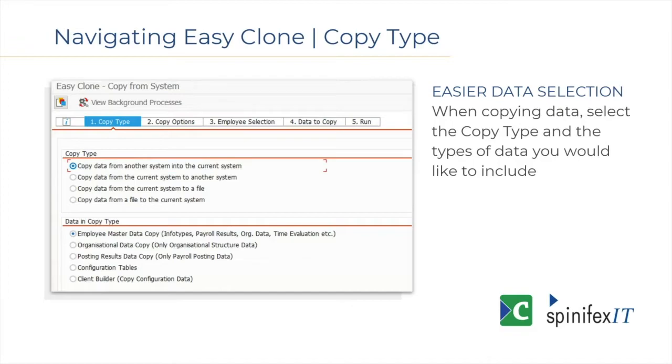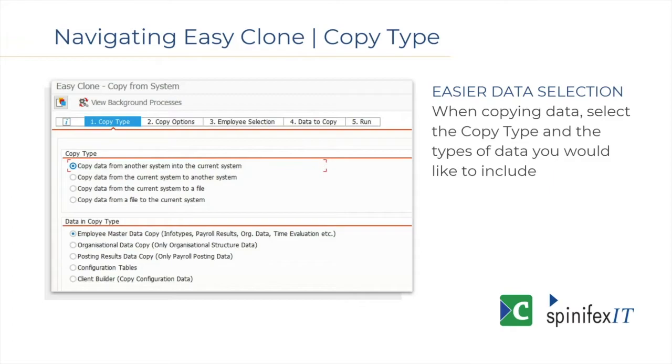EasyClone is launched by simply keying in a transaction code. Once that is done, the user will be presented with this screen. Notice it has 5 tabs across the top. To execute the cloning process, the user just starts with tab 1 and continues all through tab 5. And if anything is missed along the way, the system is going to provide a prompt so that it really is very error-proof.